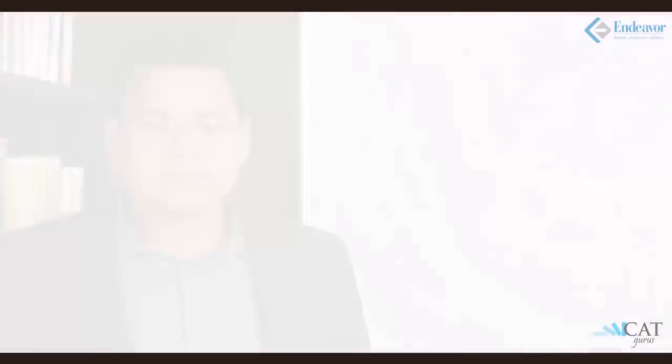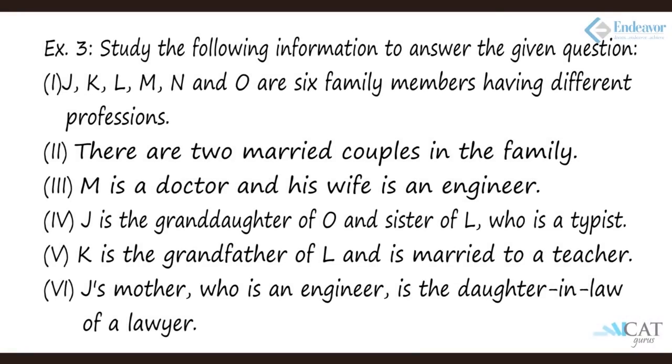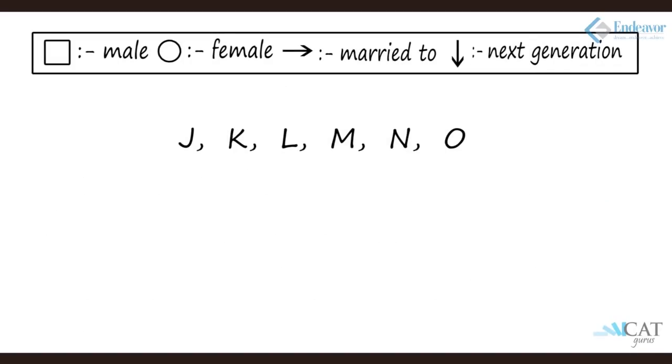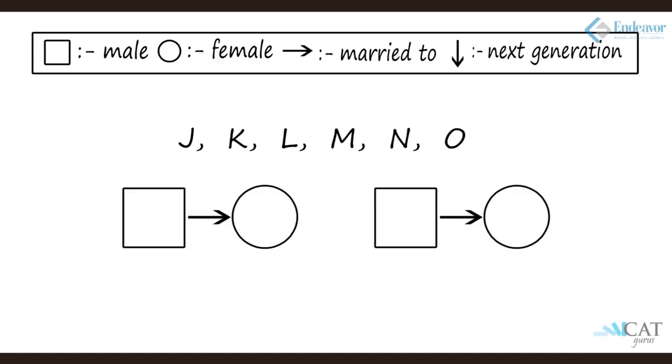The second example along similar lines is on the screen. Study the following information to answer the given question. There are 6 family members having different professions. There are 2 married couples in the family. Exactly 2 married couples in the family.